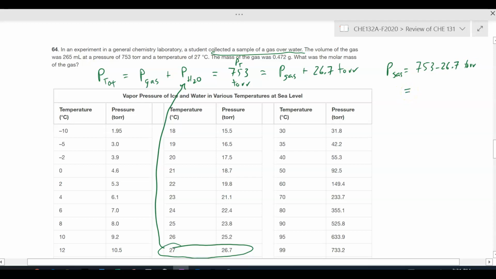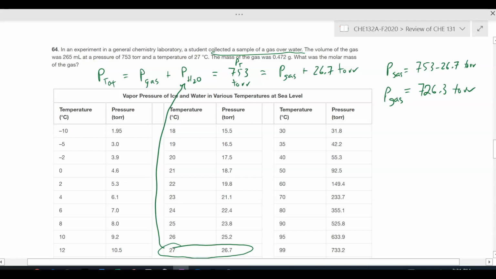So that's going to be something in the 753 minus 26.7, 726.3 torr is our corrected pressure for the gas.